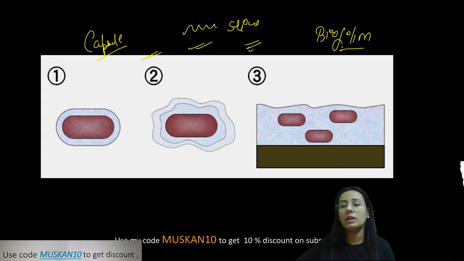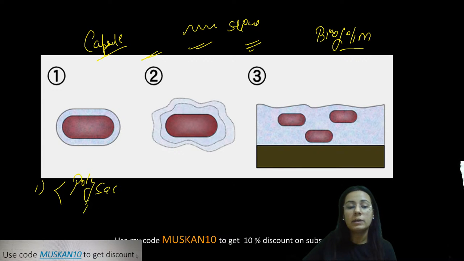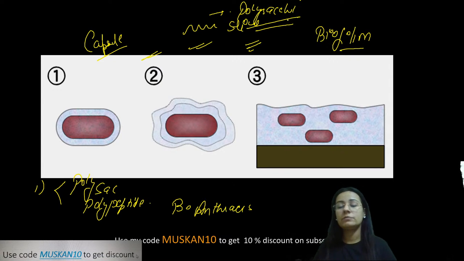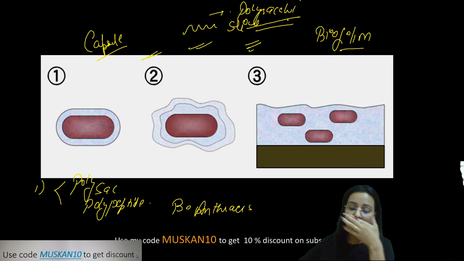Now capsule is made up of what? Polysaccharide and polypeptide. An example where the capsule is polypeptide is Bacillus anthracis. While the slime is polysaccharide in nature. And what is the biofilm? When many bacteria join together against a hostile environment, they form a thick layer around them. That is the biofilm, which helps them show virulence features and prevents damage to the bacteria.